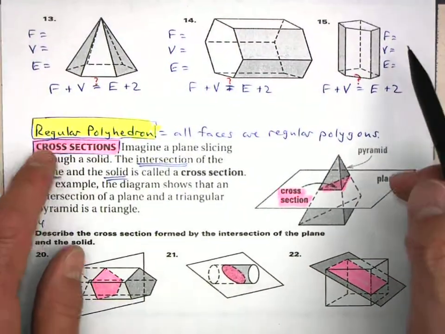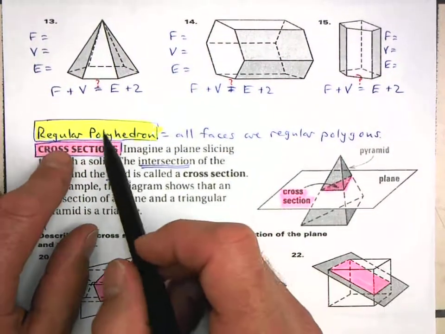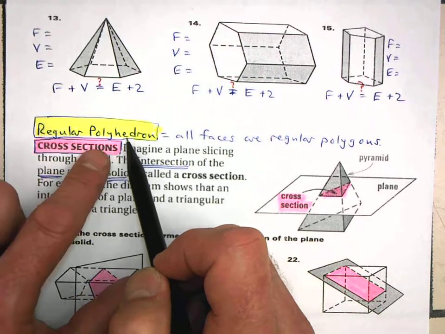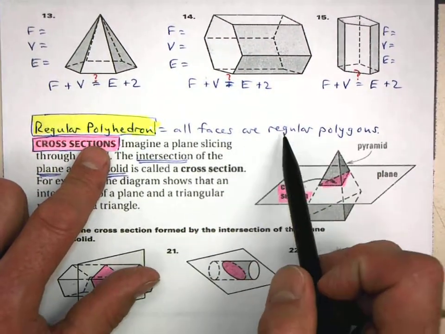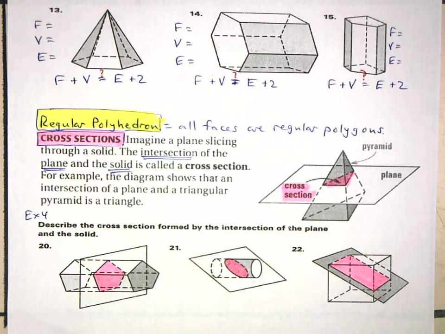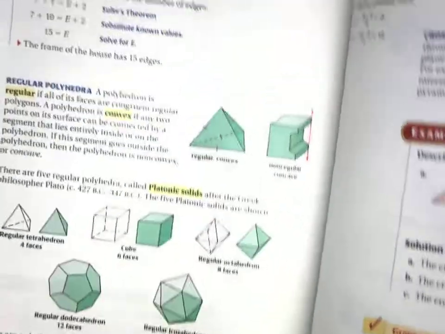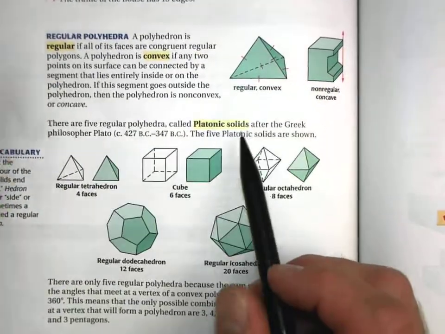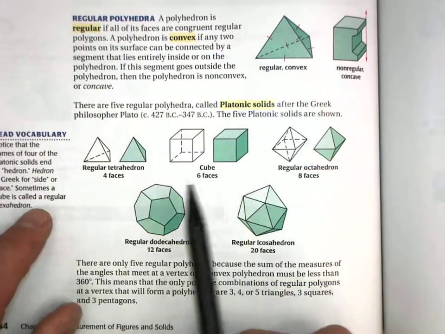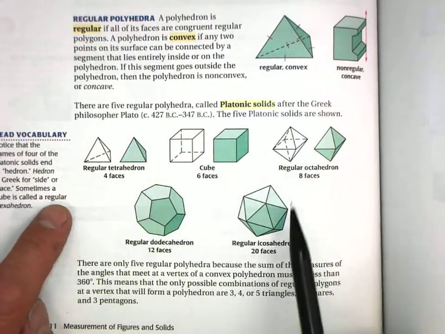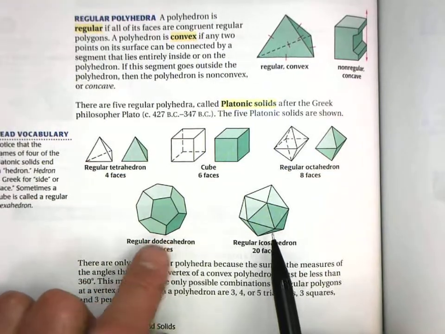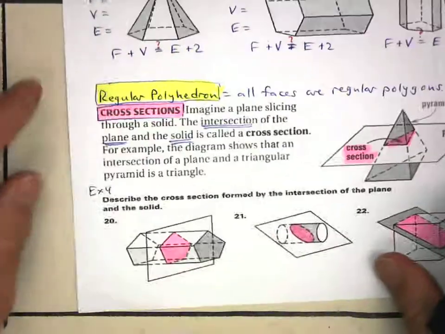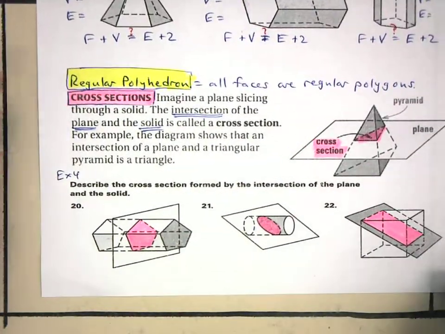Let me present to you that there are special polyhedrons. They're called regular polyhedrons, and that is where all the faces are regular polygons. Each of the faces are regular polygons. And when that is the case, they call those Platonic solids. So just want you to be familiar with that term, Platonic solids, where each of these faces are regular polygons, and that's called a Platonic solid, or another term for that is a regular polyhedron.